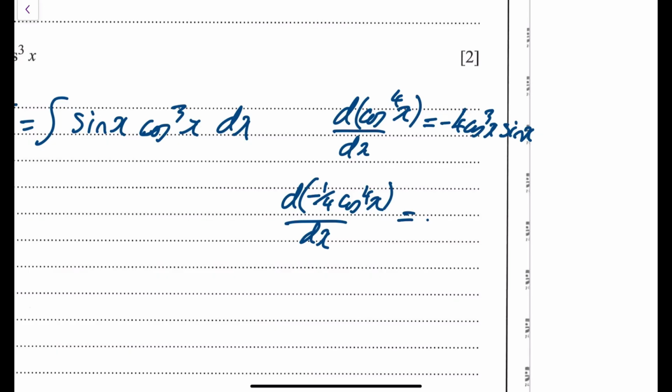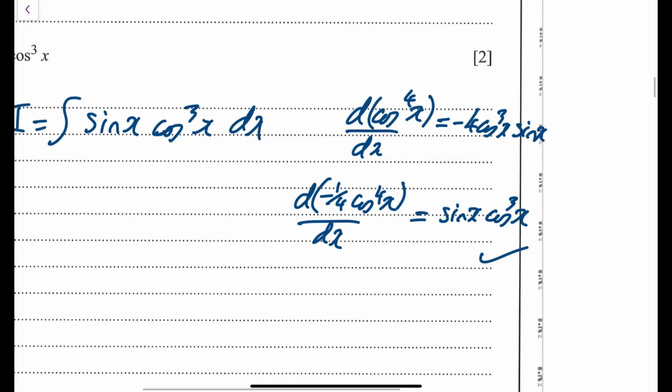I'll get, I'll write it their way, sine of x cos cubed of x. That means if I differentiate the thing in blue, I get the thing in yellow. That means if I integrate the thing in yellow, I will get the thing in blue. So that is just going to be minus a quarter cos to the power of 4 of x plus your constant of integration c.